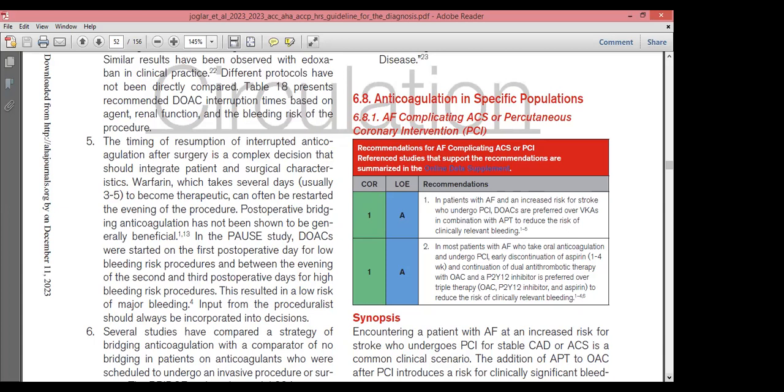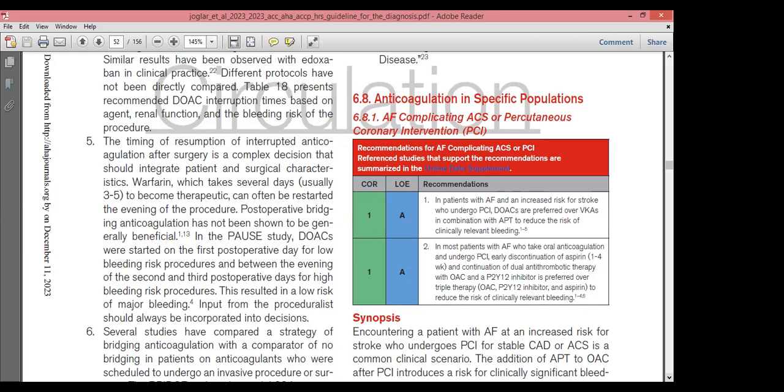So the second point now is, in most patients with AF who take oral anticoagulation and undergo PCI, early discontinuation of aspirin at 1 to 4 weeks and continuation of dual antithrombotic therapy, oral anticoagulants and a P2Y12 inhibitor, is preferred over triple therapy.